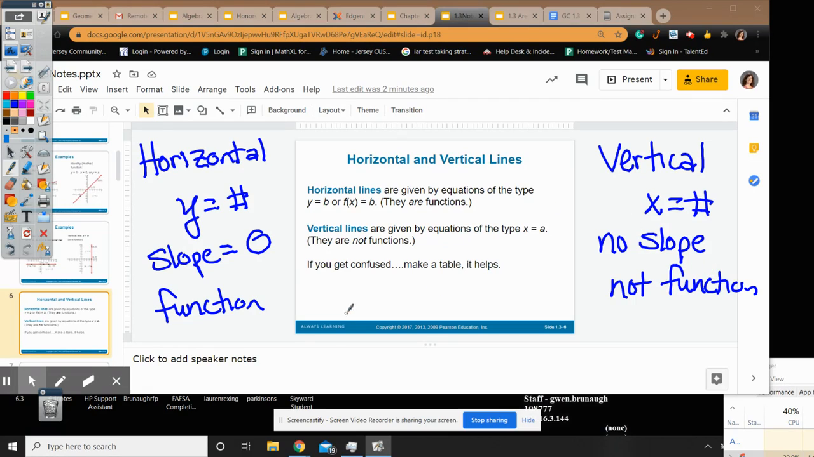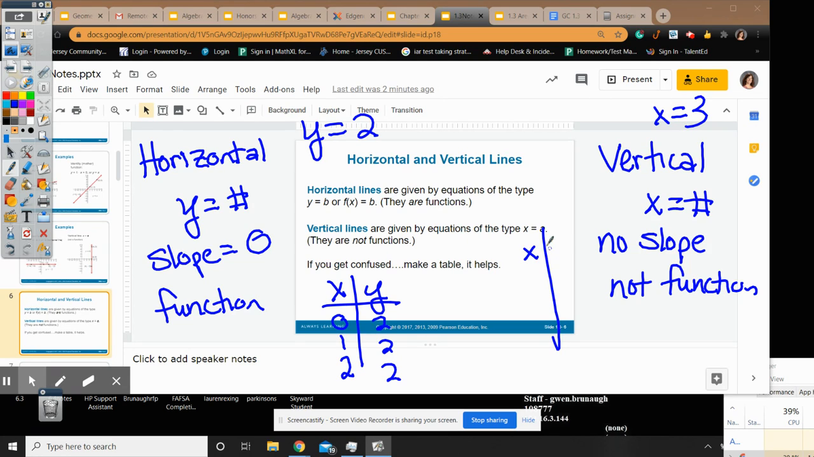If you get confused whenever you graph these, you can always make an XY table. And if the equation was y equals 2, you can just put 2 straight down here, and you can plug the 0, 1, 2 in for your x and graph it. On this guy, if it was x equals 3, when you make your XY table, you can plug 3's down the row for x and your 0, 1, 2. And when you plot those points, it'll show you if you're dealing with a vertical or a horizontal line.